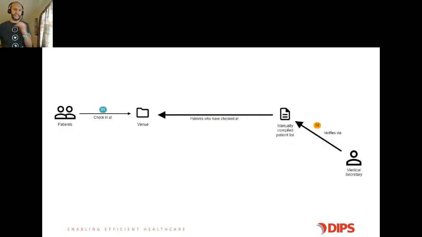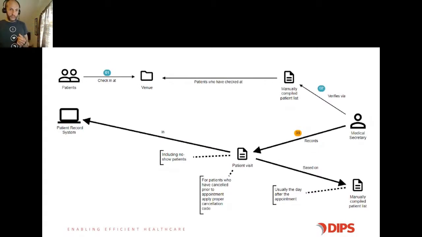So we go on. The second step is that a medical secretary will verify, using a manually compiled patient list, if all the patients that have been expected to arrive have actually arrived. So there is a list of patients who are expected, and these are checked against the patients that actually show up. Here we expand our story with another actor, medical secretary, and a work object, a manually compiled patient list, that is used to verify patients at the venue. And there we go.